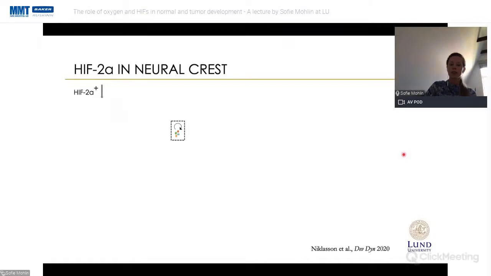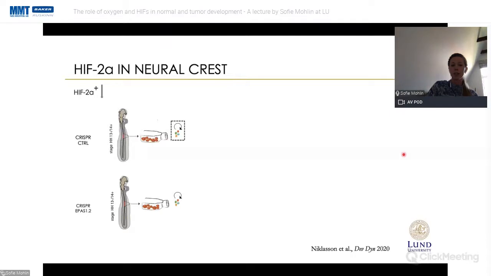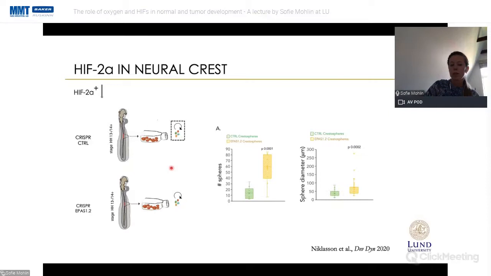And we also wanted to look at self-renewal, so their stemness capacity. So we now use our crestosphere cultures. And to do this, we used the CRISPR constructs with control or knockout of HIF2 in the embryo. And from these embryos, we established the crestosphere cultures. So the cells were already manipulated when they started to grow. And indeed, when we quantify the number of spheres as well as measure their size, there's a huge increase when we knock out HIF2.